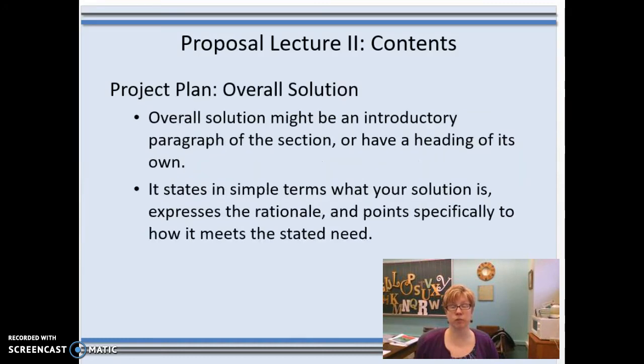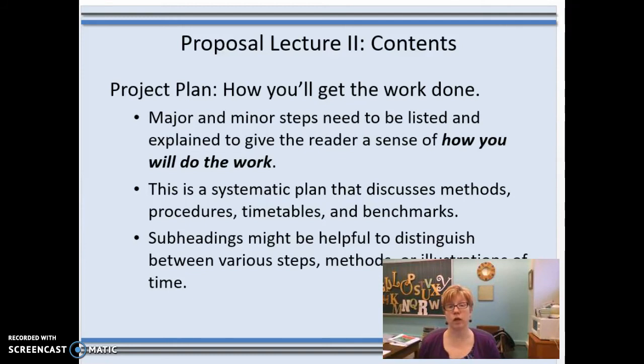So overall solution might be an introductory paragraph where you just say, in order to solve the issue that I've outlined previously, I'm going to build X, Y, and Z. Okay, in simple terms, it's sort of an overview of your rationale, if you will, and it specifically points back to the need and how it addresses those needs.